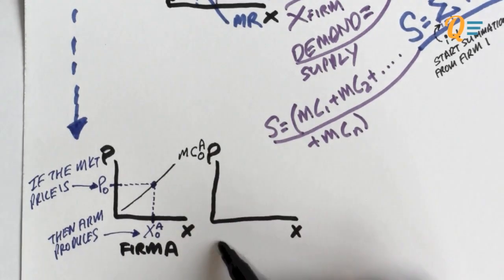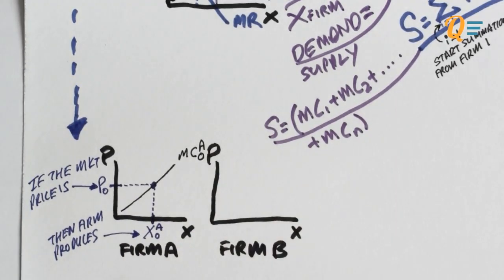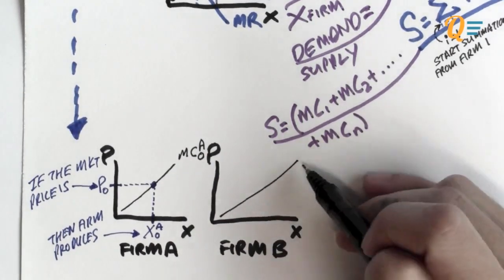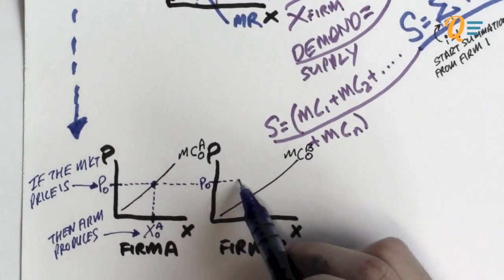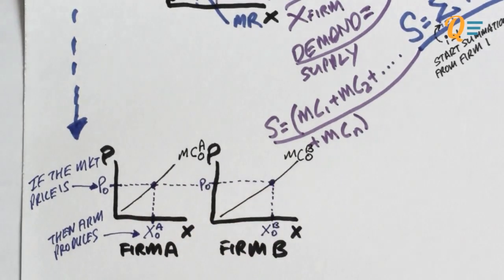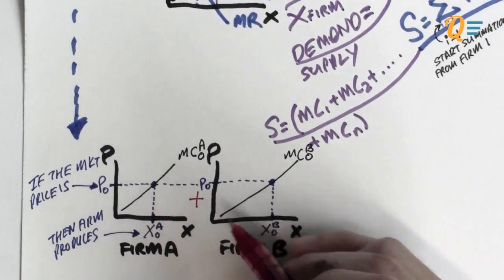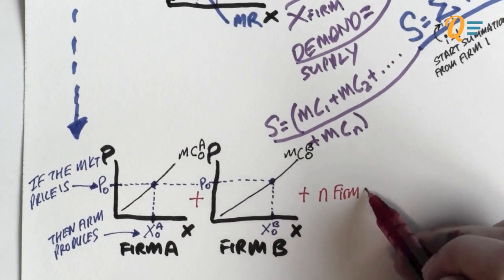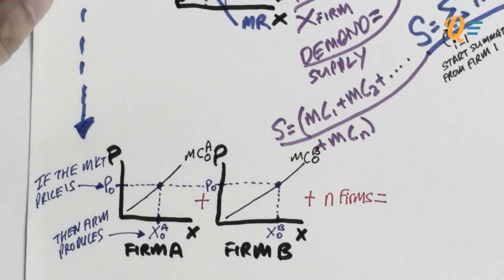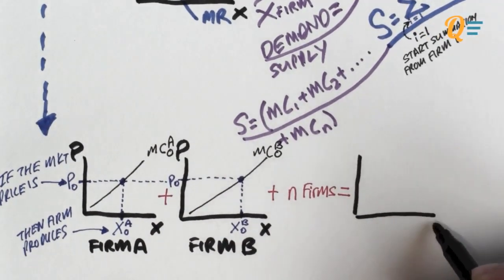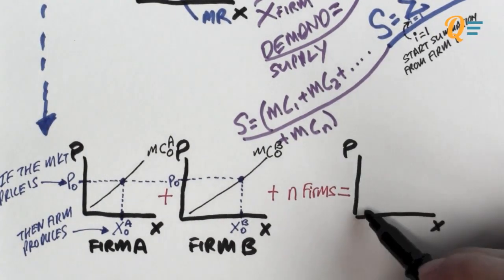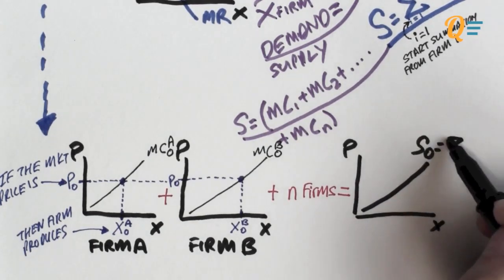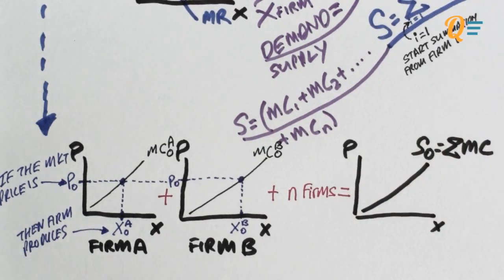Now, because this is a perfectly competitive market, there is more than one firm, so we need to add up all the MC curves to get the supply curve, right? So let's say this is firm B, and that's its marginal cost curve, and again at the price of P naught, firm B is going to be producing X naught B. We just keep adding this with the rest of the N firms, and then we get a sum of all marginal cost curves, which is known as a supply curve. So that is my supply curve, which is the sum of all the marginal cost curves.